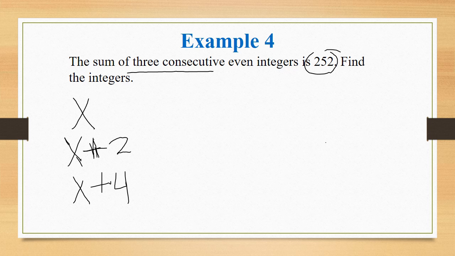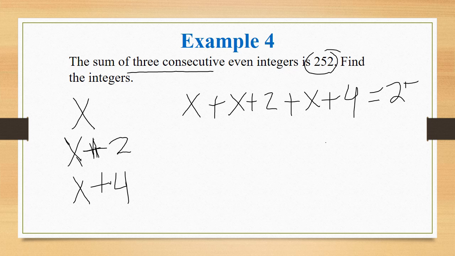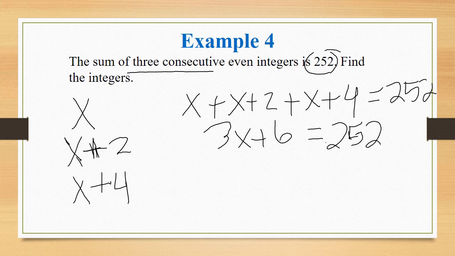And then I would add them all up. So I would have x plus x plus 2 plus x plus 4 equals 252. And that gives me 3x plus 6 equals 252. And then I would just solve it as normal.